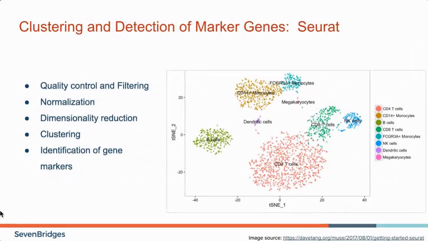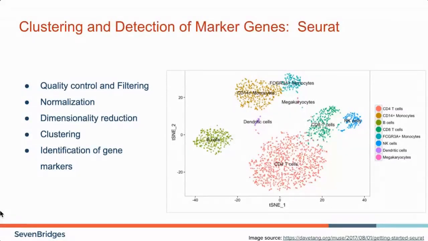So the second analysis we would like to highlight is clustering and detection of marker genes that is based on the Seurat R package. Seurat analysis consists of several steps, which include selection and filtration of cells based on some QC metrics, data normalization and scaling, detection of highly variable genes, dimensionality reduction using PCA, clustering of cells, visual representation of cell clusters in 2 dimensions, and detection of marker genes within cell clusters.